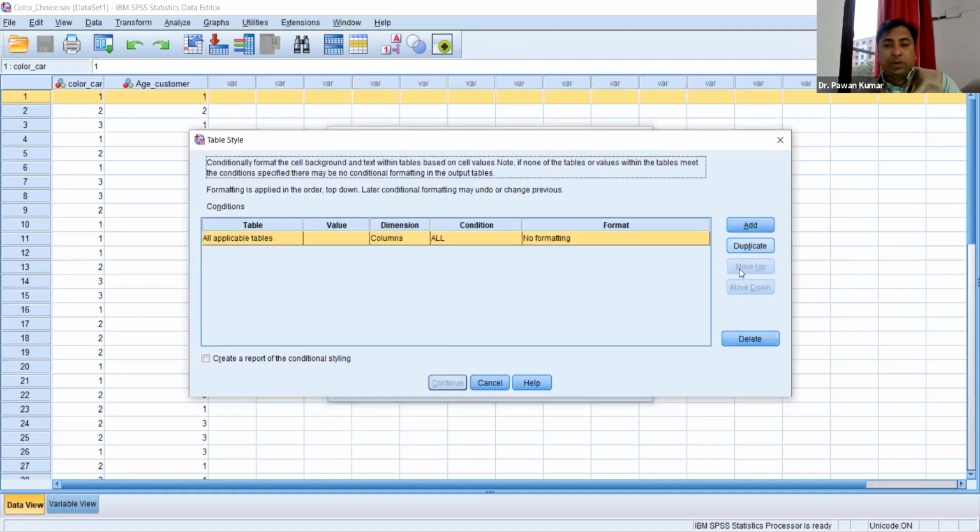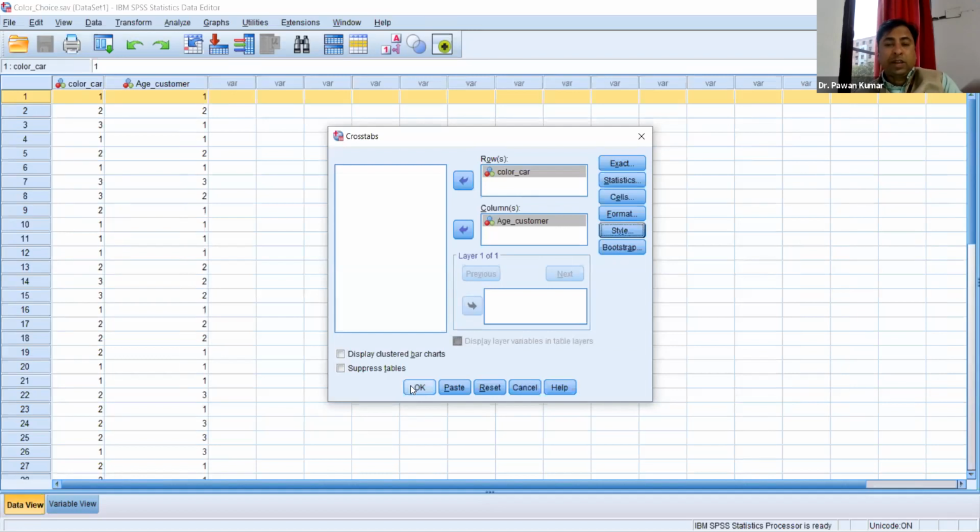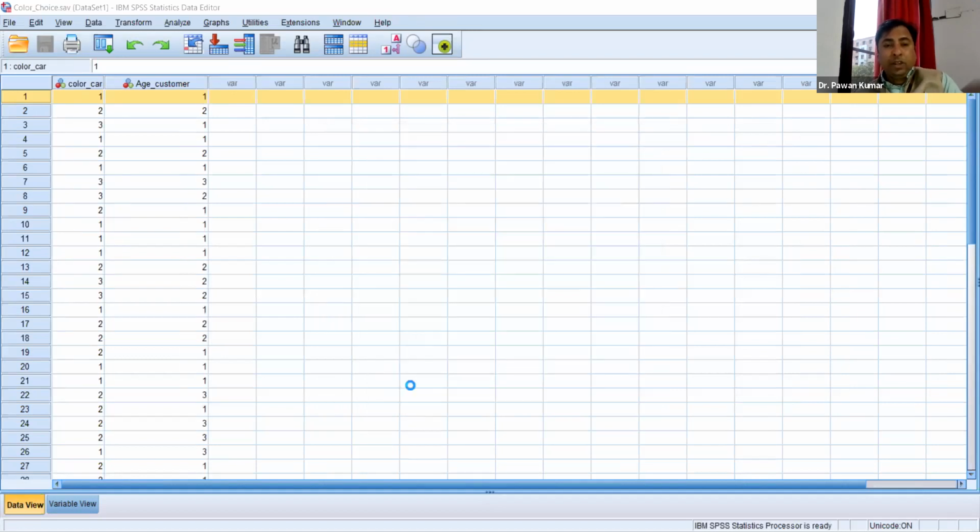Now, statistics is clear to you, cells is clear to you, format and style, nothing to do. Just click on OK. Once you click on OK, your output has come. Now I am going to show the output. Let me show you the output also. Well, this is the output. I hope the output is visible to you.